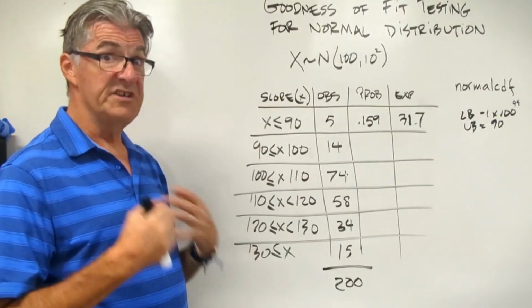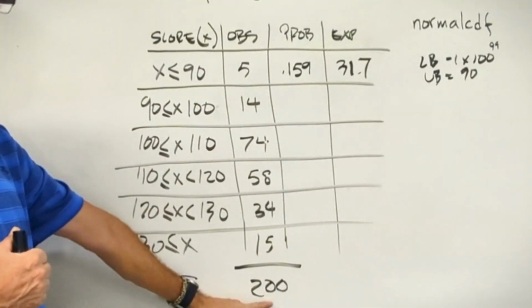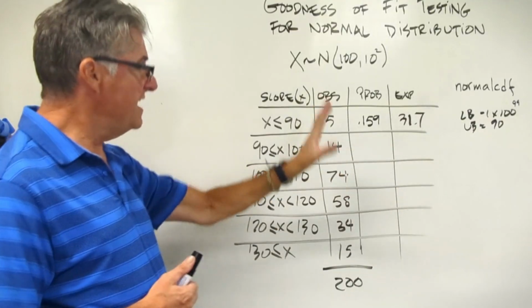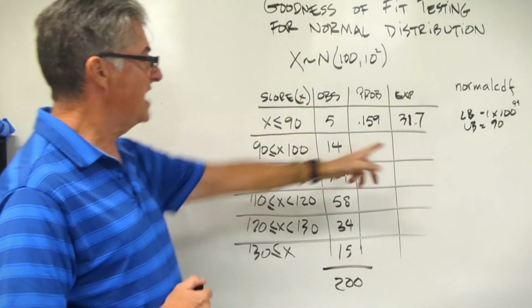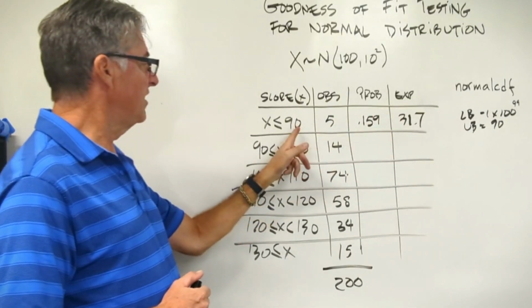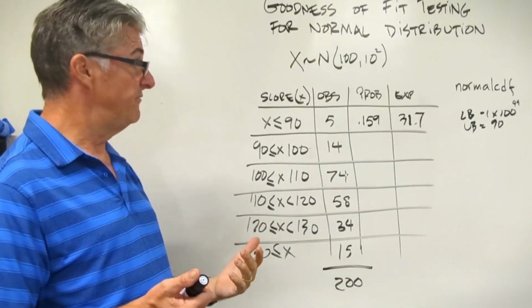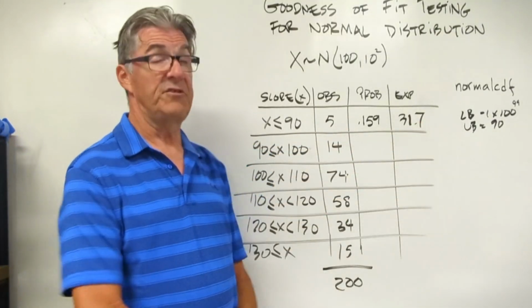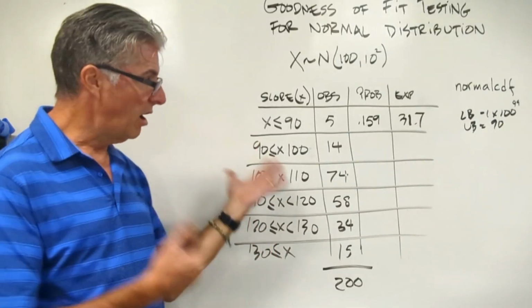All right, this is a very straightforward calculation. You just multiply your probability times your total, and that gives you your expected value. So if this is a normal distribution, then we would expect to get 31 people in the less than or equal to 90 category. And already we're starting to see a pretty big difference. We got 5. You would expect to get 31.7. So, okay, clues are abounding.